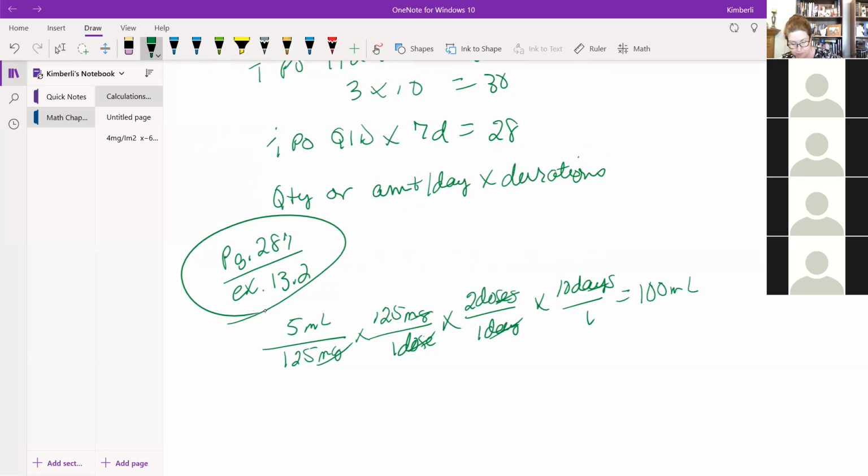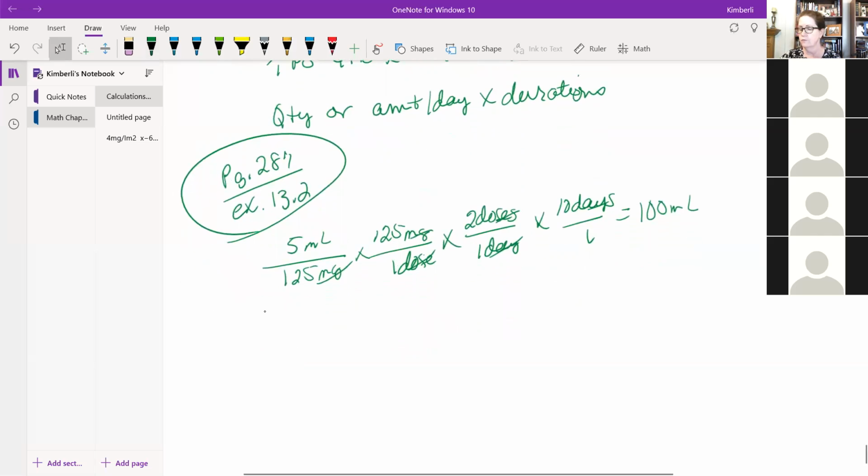Okay, let's say that this drug only comes in a 150 milliliter bottle. You could give them like 75 milliliters or 150 milliliters. This is just a theoretical example.